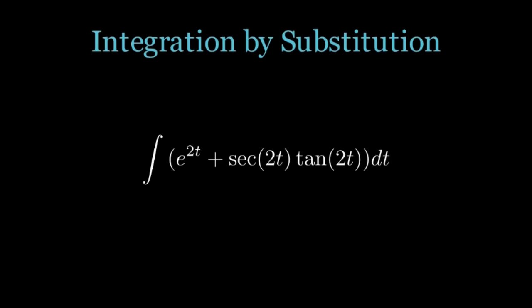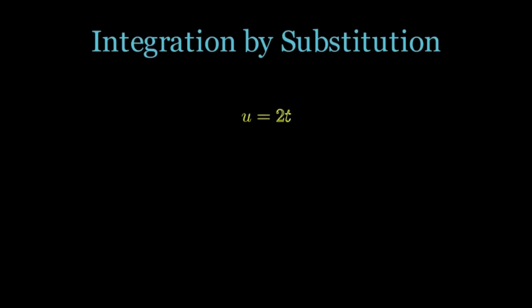So that is how u substitution works. Again, we have e to the power 2t, which we substitute with u, and sec 2t tan 2t with u, and then we substitute dt using u equals 2t. So let's do that. We have u equals 2t. Then we're going to derive this and see what it gives us.